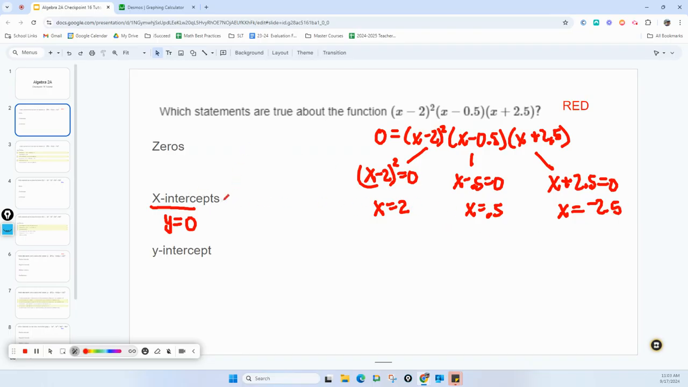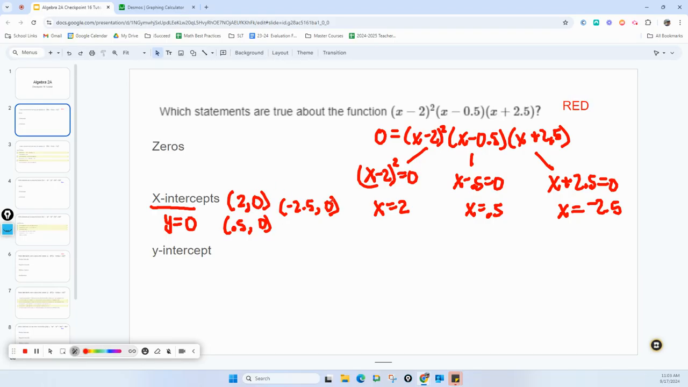So what does that mean? For my x-intercepts, I can have an x value of 2, but that is occurring when the y is 0. So I'm going to write that as a coordinate: x is 2, y is 0. My other one is at 0.5 and 0. And my third one is at negative 2.5 and 0. Likewise, these are the zeros. Notice how I kept on saying 2, 0, 1/2, 0.